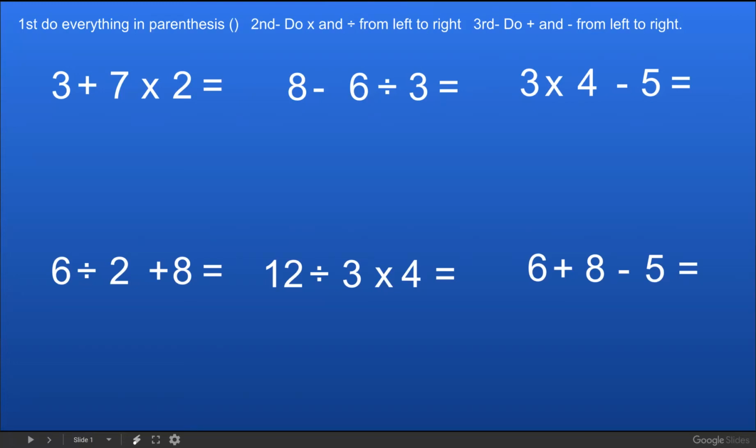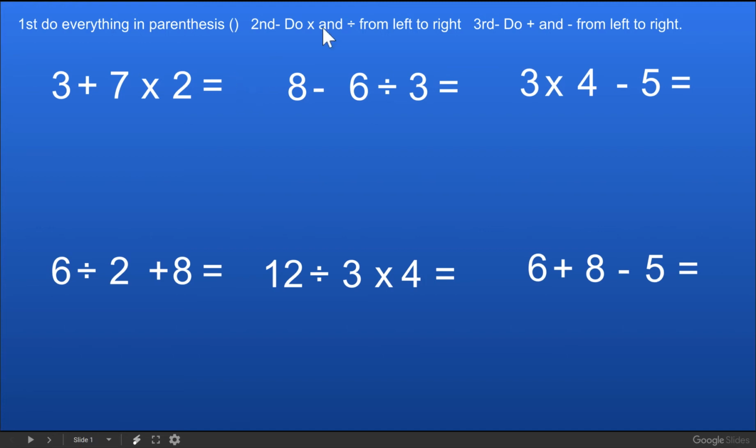We're going to talk about order of operations. Order of operations is the order that you need to solve an equation. The first thing that you need to do is everything inside of parentheses. None of our problems will have parentheses, but you need to know that anything inside of parentheses is the first thing that needs to be done.